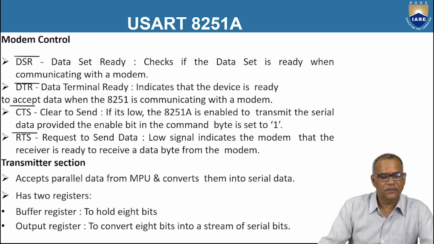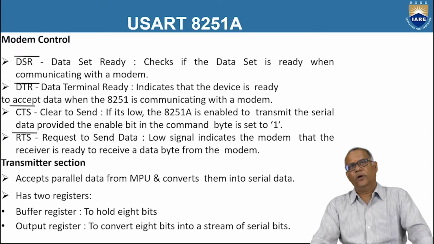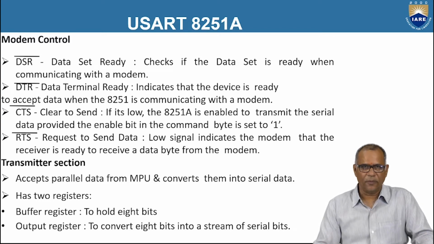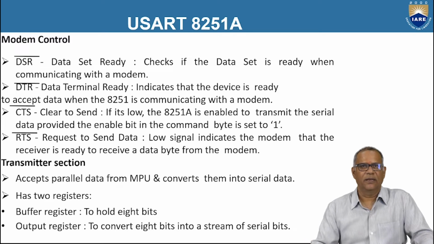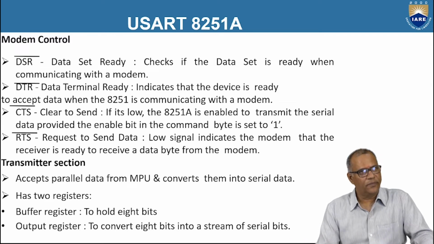Now modem control signals are DSR bar, that means data set ready, DTR bar, data terminal ready, CTS bar, and RTS bar. So when the system is switched on, the 8251A gives a signal, data terminal ready. That means the 8251A is ready for transmission. So when the modem is switched on and there is a proper carrier, then the modem sends a signal, data set ready, to the 8251A.